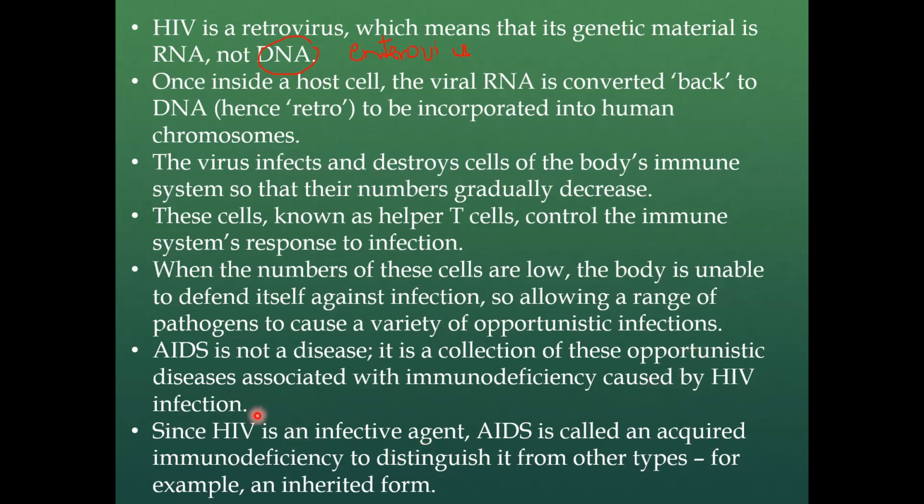So HIV is an infective agent, because this virus is the pathogen involved here. AIDS is called an acquired immunodeficiency. We call it acquired because the causative pathogen here is this virus. So we call it acquired immunodeficiency syndrome to distinguish it from other types. For example, the inherited form. Inherited form, you must have heard about Down syndrome. Okay, that is inherited.